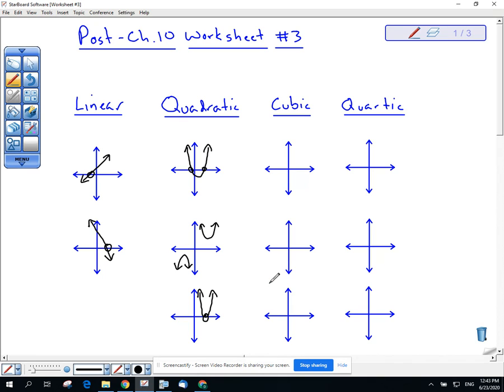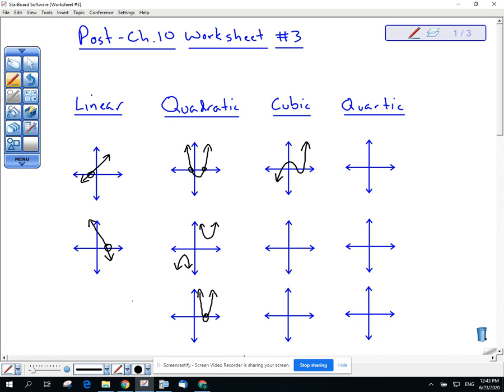A cubic function, so that's something to the third power. Here we have first power, second power, third power. We're talking about the degree. If you've forgotten about degree, I would have you go back and look at chapter 9. I believe it would be in the first section of chapter 9. And we classified these things. Cubic is third degree, and cubics have the potential to cross the x-axis 1, 2, 3 times.